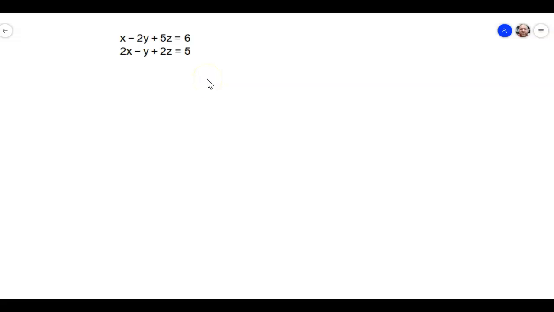So since I only have 2 equations but I have 3 unknowns, I know that I'm going to get a dependent solution. That means that the x, y, and z are all going to be dependent on what I put in for either x, y, or z. In order to get a finite number of solutions or exact solutions, I would need at least 3 equations in order to do that.